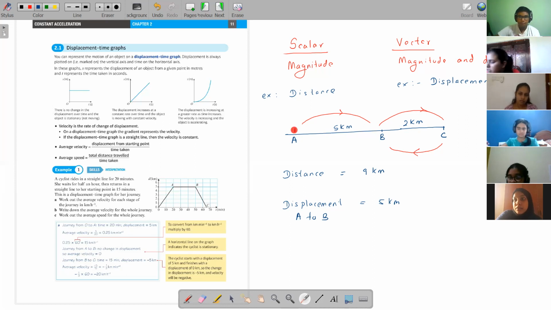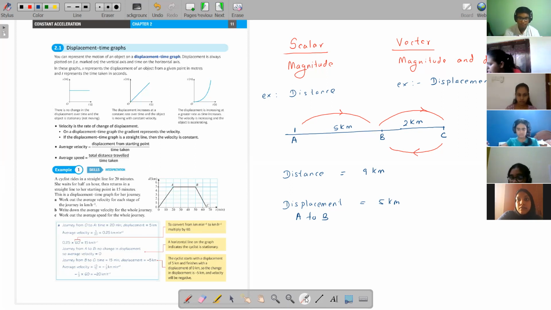What is your distance? 14 kilometers. You can understand that, right? So your distance will be 14 kilometers because you go 7 kilometers front, 7 kilometers back. Distance is 14 kilometers, but displacement from A to A will be 0. Okay, children? So this is just a quick introduction about what is distance and what is displacement.